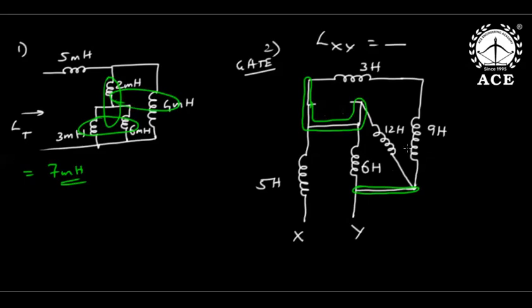Then you see clearly here: 6 plus 3 plus 9, 12, 12, 12 parallel, 6, 6, 6 parallel, 3, 3 plus 5. What is the total answer? 8 Henry. Between this node and this node, all are parallel. 3 and 9 parallel, 12, 12, 12 parallel, 6, 6, 6 parallel, 3, then 3 plus 5. If you take 3 plus 5, the answer is 8 Henry.